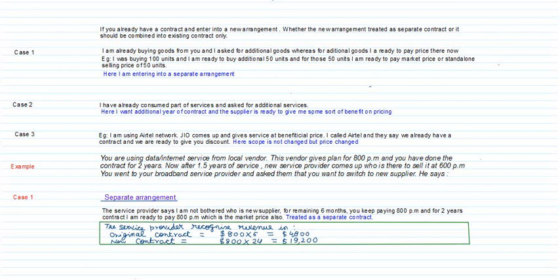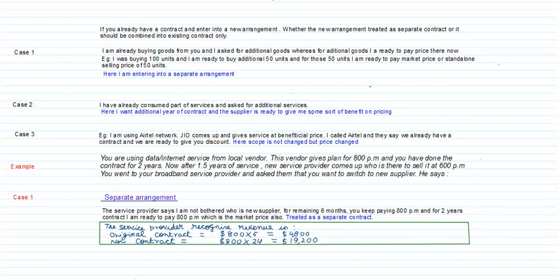In the third case, let's say I am using a service provider, for example, Airtel, and a new service provider comes up in the market with a beneficial price for the same services. So in that case, I am looking for a discount on my existing services. So the scope of the contract is not getting changed. However, the price is getting changed.